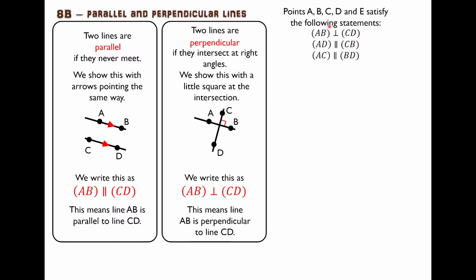If we're given facts like this, we can convey a lot, even in just a very small amount of space. We can convey so much information with this way of writing things. We're given here that points A, B, C, D, and E, so there are 5 points. Points A, B, C, and D, there are 4 points, satisfy the following statements. AB is perpendicular to CD, and so on throughout the statements.